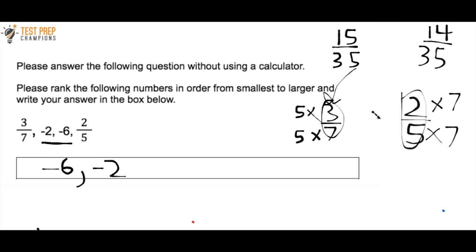So all I did, again, I just got a common denominator, and once I had that common denominator, I just looked at the top numbers, and I saw that 15 is bigger than 14, therefore 3 over 7 is bigger than 2 over 5. So the final answer here would be -6, -2, 2/5, and then 3/7, like this, from smallest to largest.